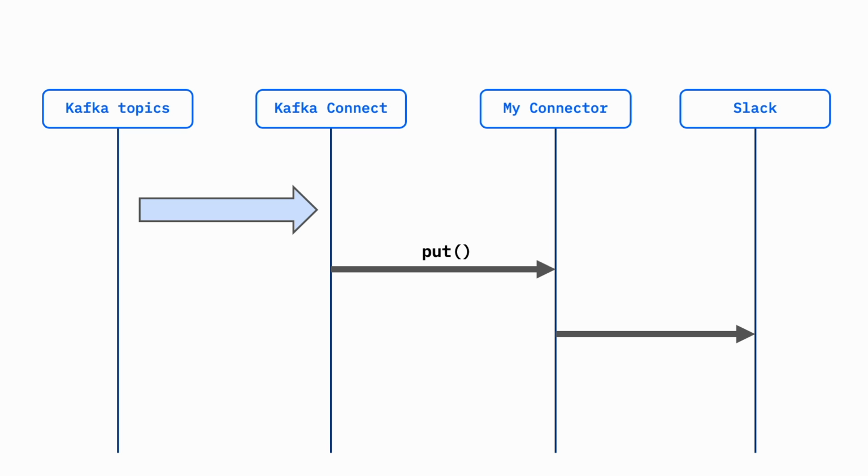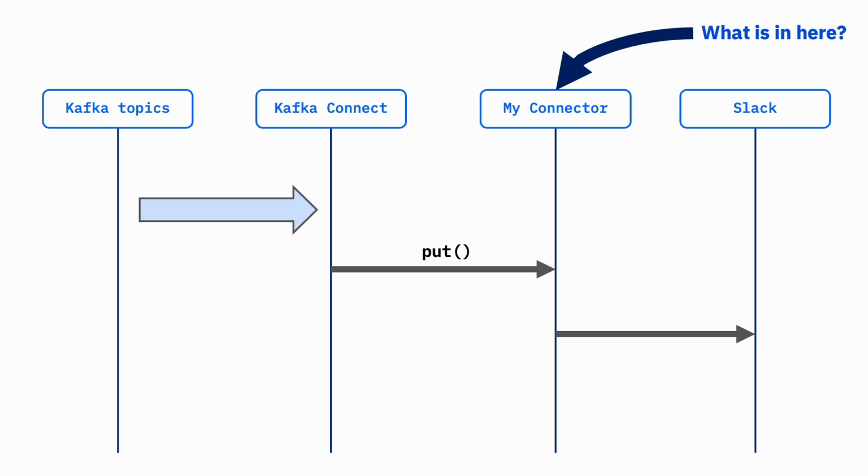I wanted the skeleton project in this repo to be a real connector that you can compile and run. So I needed a real external system. So for this project, I've gone with Slack. Running this connector is going to get messages from a Kafka topic and then send them as messages in a Slack channel.